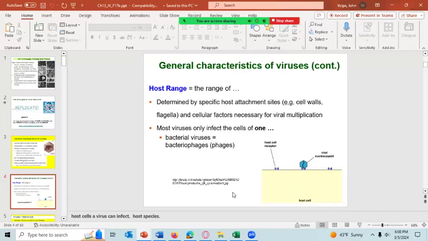Bacterial viruses are called bacteriophages, and these are viruses that only infect species of bacteria. A shorthand name, which I don't use, is phages. I will always use the term bacteriophage or bacteriovirus. Any question about any of that?